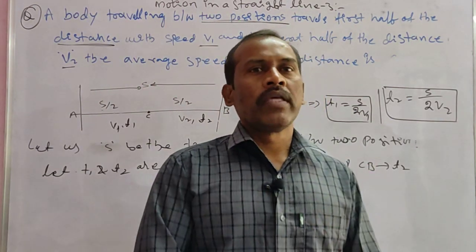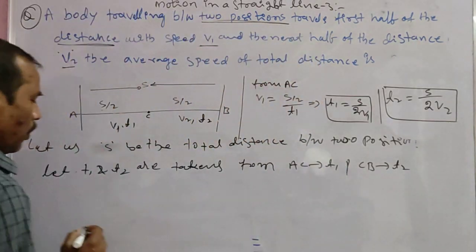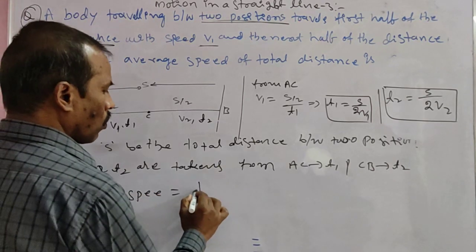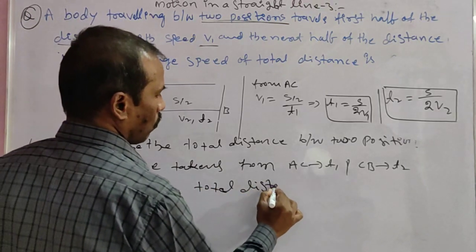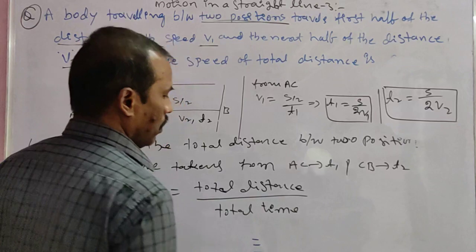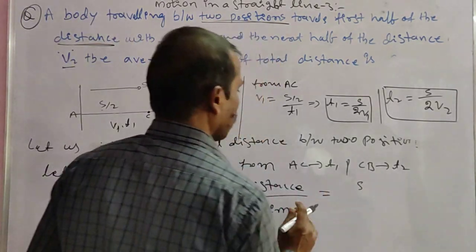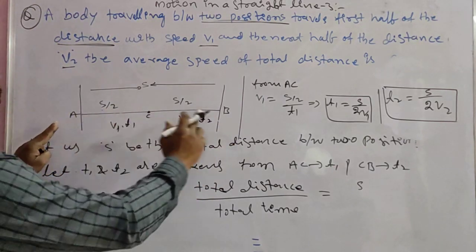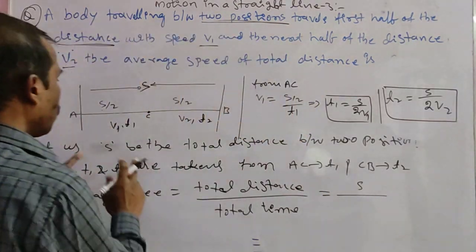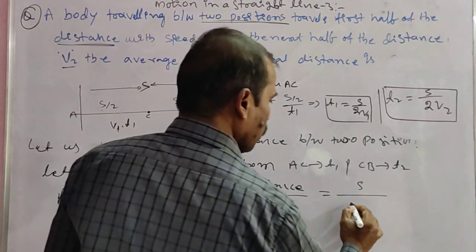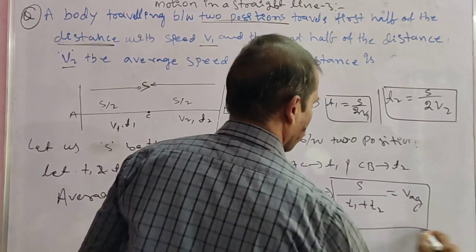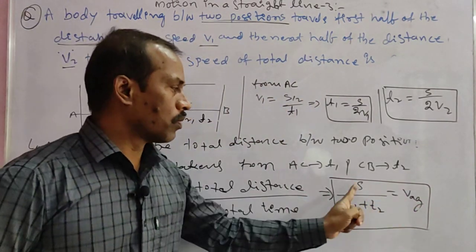Now average speed is equal to the ratio of the total distance covered by the particle to the total time taken by the particle. That means average speed is equal to total distance by total time. The total distance is the distance between the two positions, S, and the total time is T1 plus T2. So average speed equals S by T1 plus T2. Note this: average speed is equal to total distance by total time.